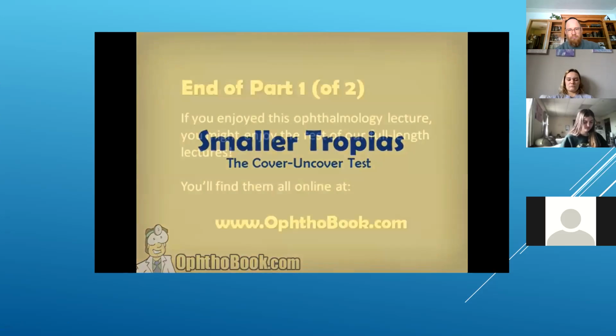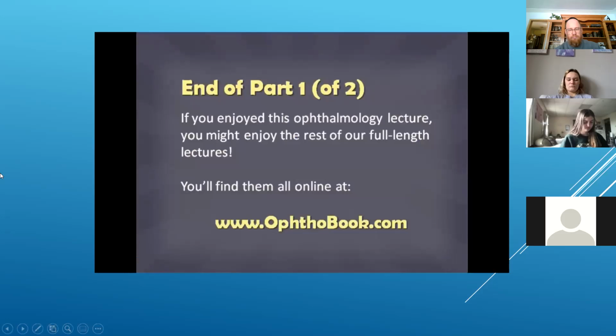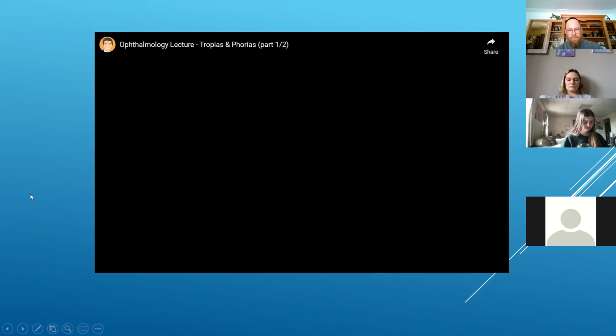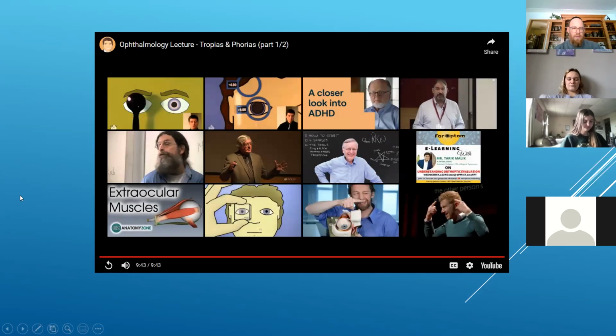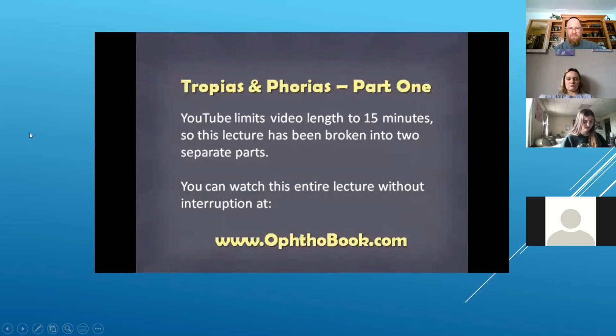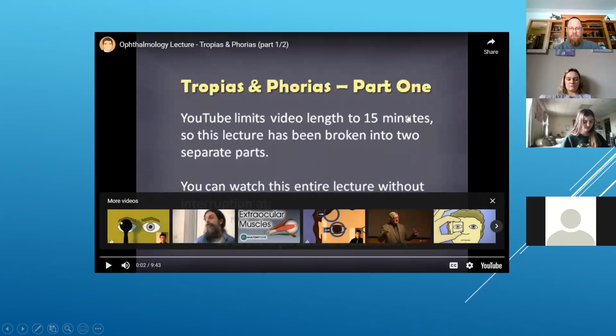But let's talk a little bit about smaller tropias. And this is where most of us, I think, have the harder time figuring it out. So far, everything's been obvious. But what about this case? Okay, those were examples of tropias. What we're about to see, though, is a lot more subtle things that we definitely will see with people that have concussion.